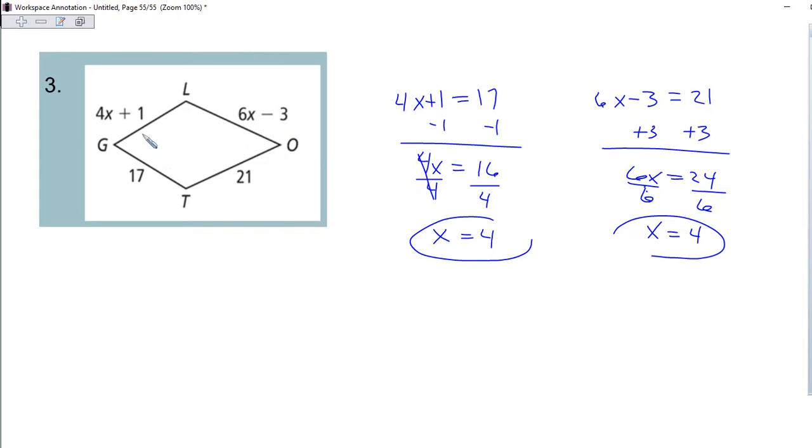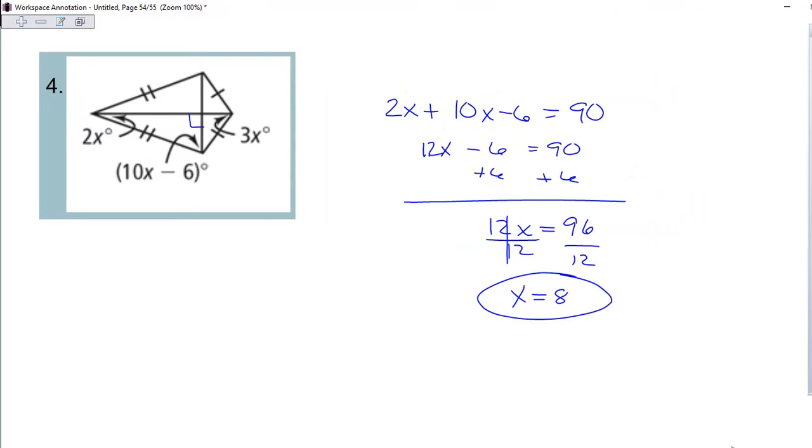So in number 3, we could set it up 2 ways, because in this kite, we know that this segment is congruent to this one, and this segment is congruent to this segment. Both ways get you the same answer. So 4x plus 1 is equal to 17 will get you the same answer as 6x minus 3 equals 21. Solve for x, and we get both of them are equal to 4.